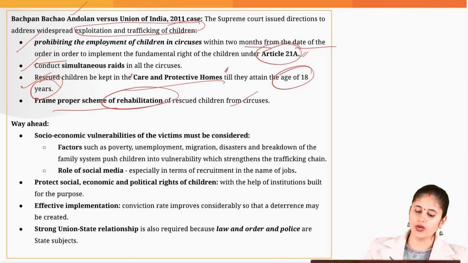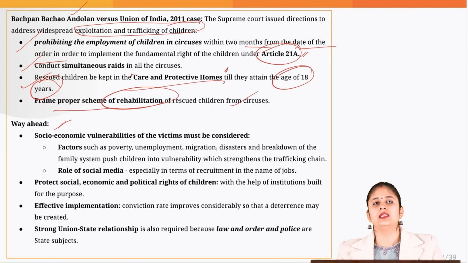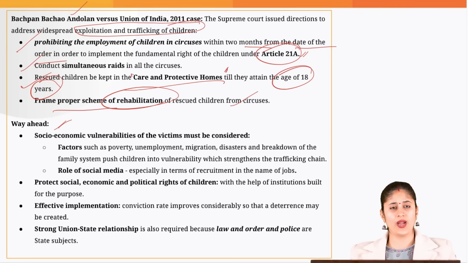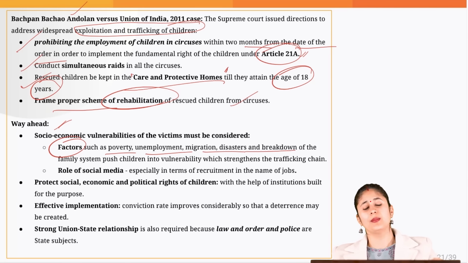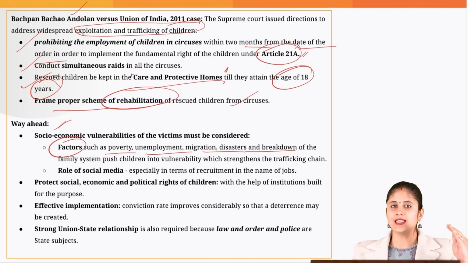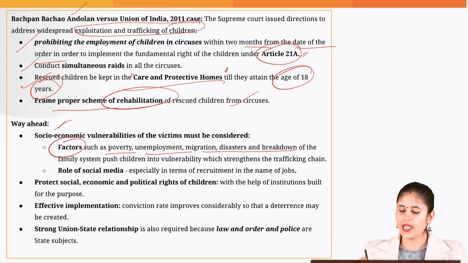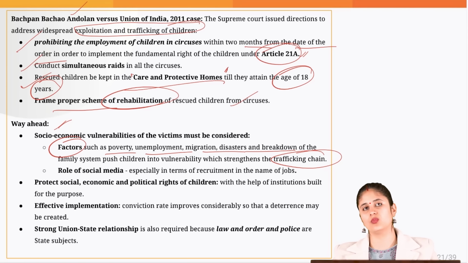Okay, moving forward, the article points out that this is a socio-economic problem. Why do we say that? Because it's not a law and order problem. Factors like poverty, unemployment, migration, disasters, breakdown of the family system are actually pushing children to enter into such hazardous work.